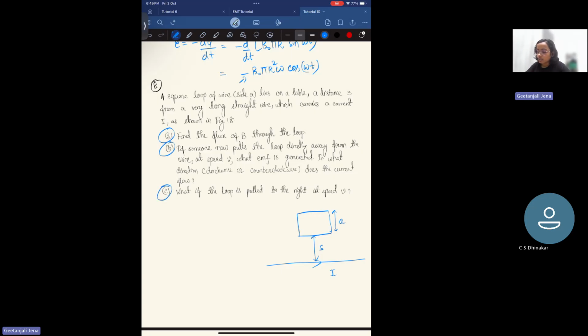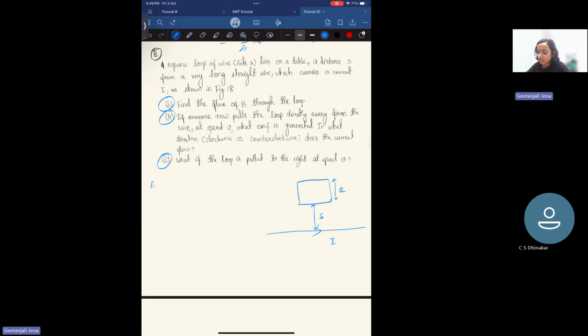And in option C, we need to find out what is the induced EMF if the loop is pulled to the right at a speed v. Finding the first answer is quite easy, and I think it has been solved in the lecture. So let me quickly go through it.